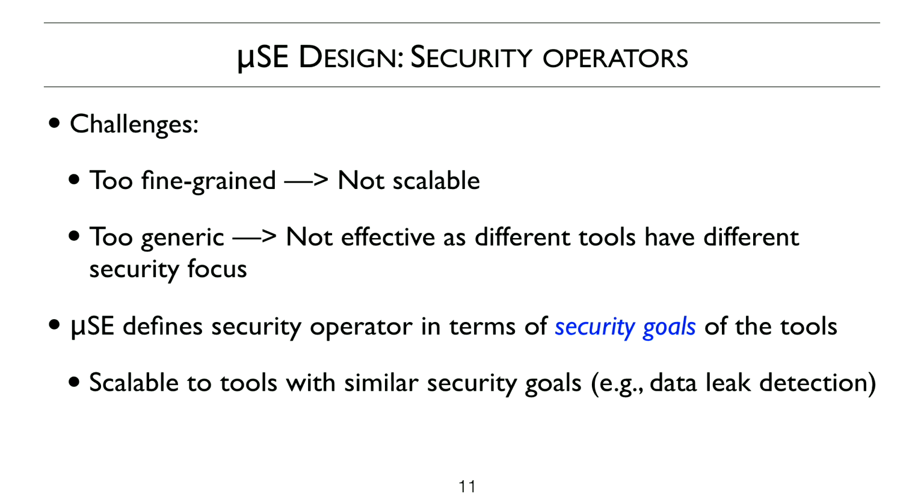If we made the operators too fine-grained, that is one operator per tool, our approach would not be scalable. Alternately, generic operators that are designed for all the tools at once were not effective, because different tools have different security goals. So we addressed this challenge in Muse by striking a balance. We define security operators in terms of security goals. So this approach is both scalable as well as effective, because security operators that are defined for one tool apply to all the other tools that have the same particular security goal.